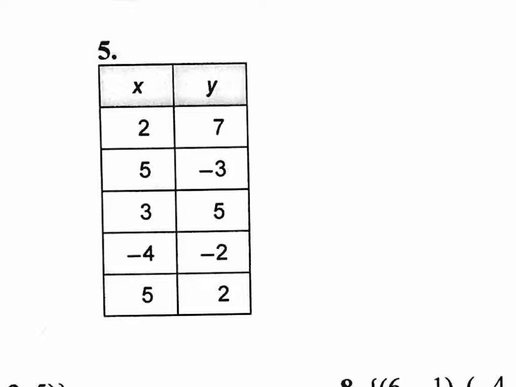Number 5, you have to check and see if you ever plug in the same number twice, which you do. There's a 5 here and a 5 there. And they give you 2 totally different outputs. So this machine's broken. That's a relation. Let's move on to number 7.